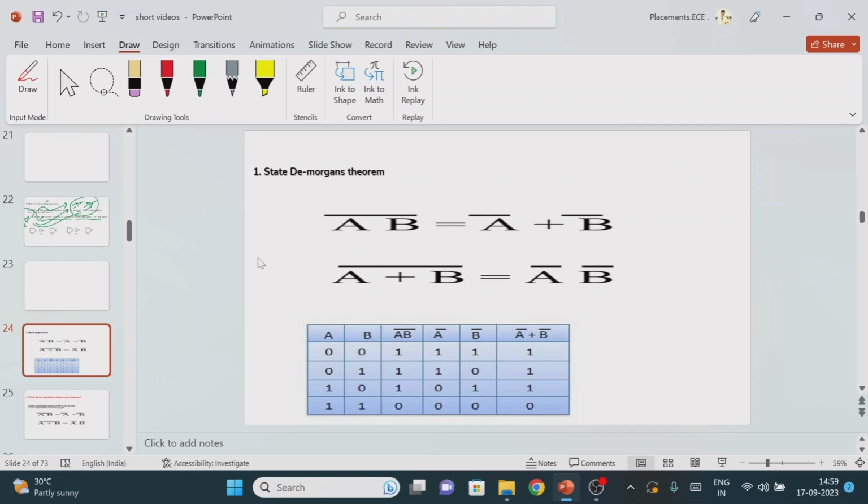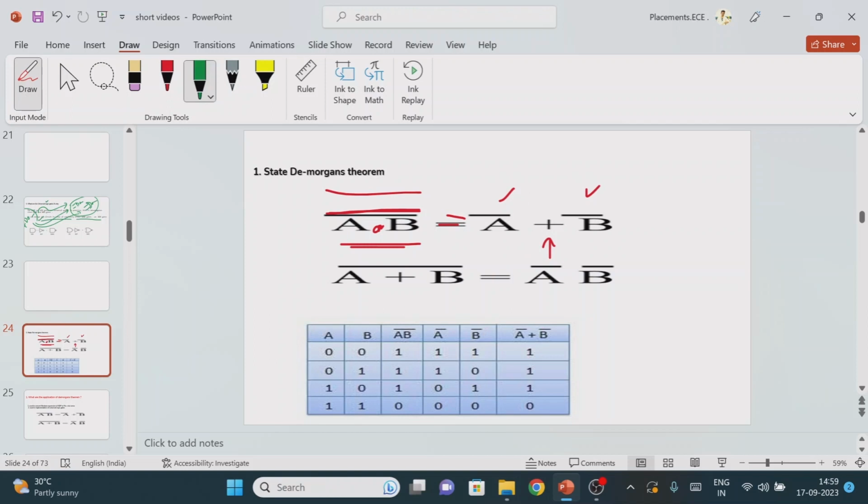De Morgan's theorem. So we have the two De Morgan's theorems. The first theorem states that the complement of the product of the variables is equal to the sum of the individual complements of the variables.